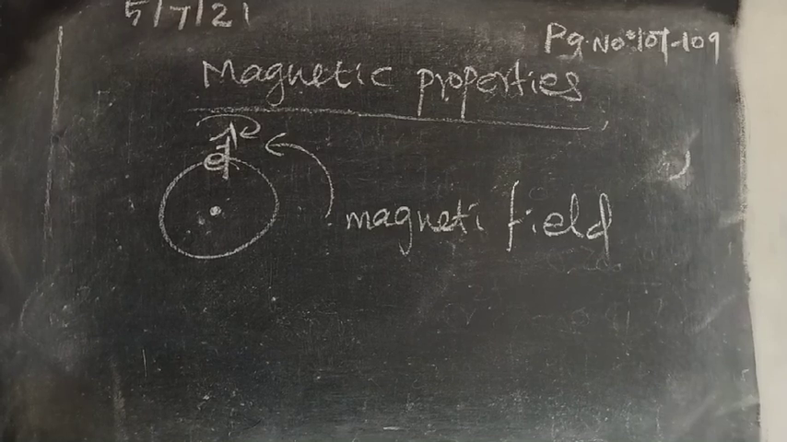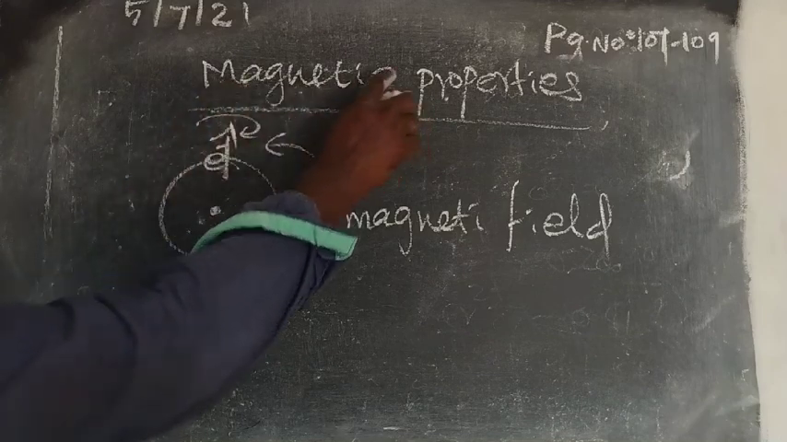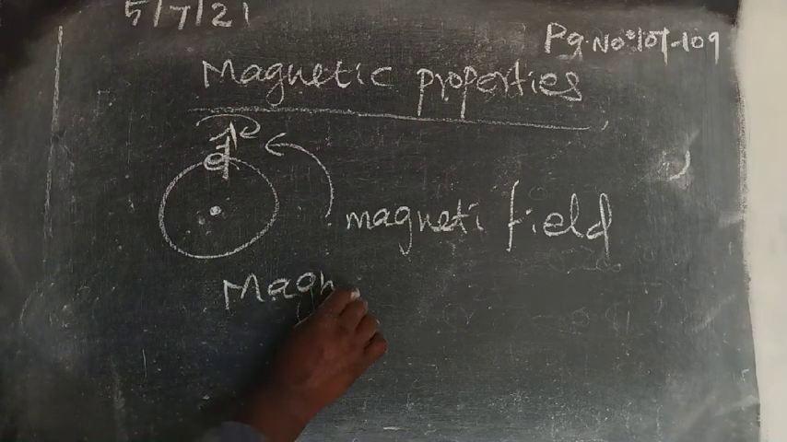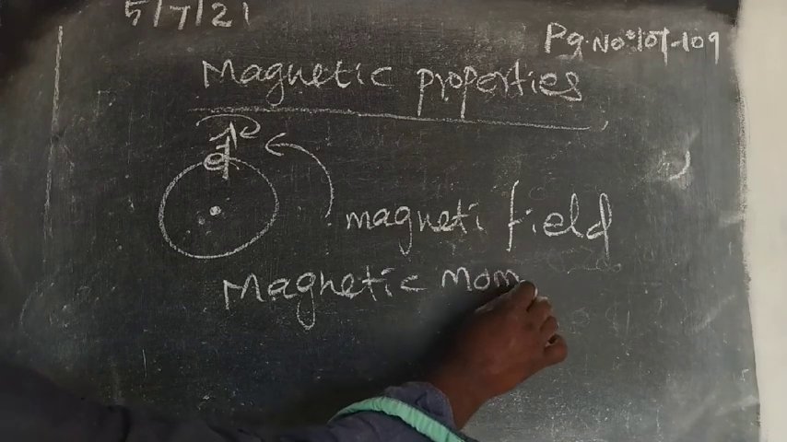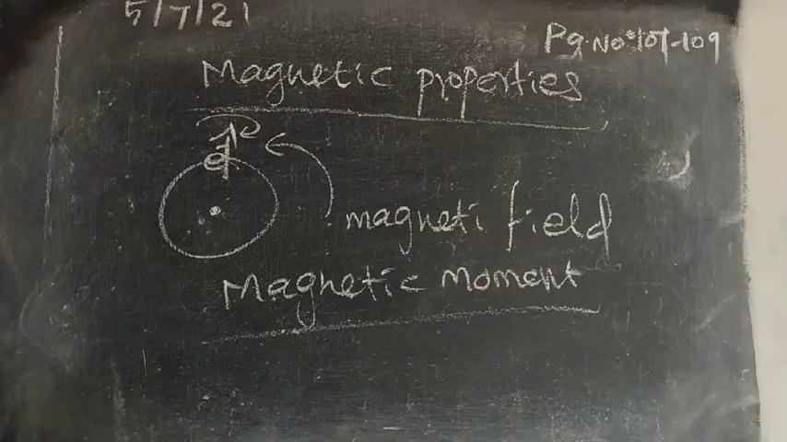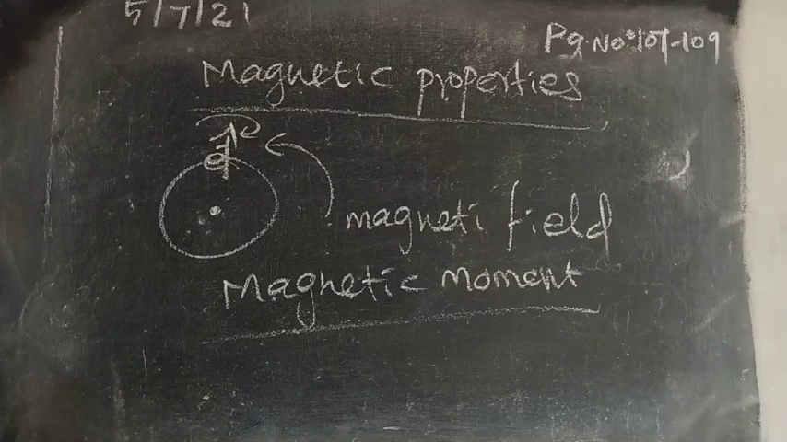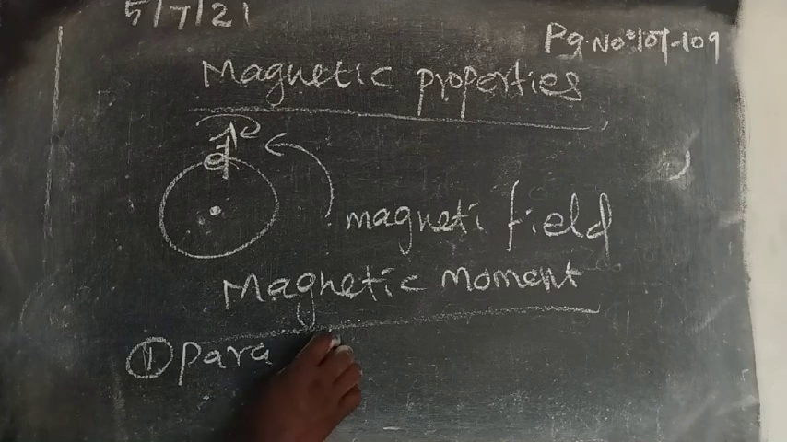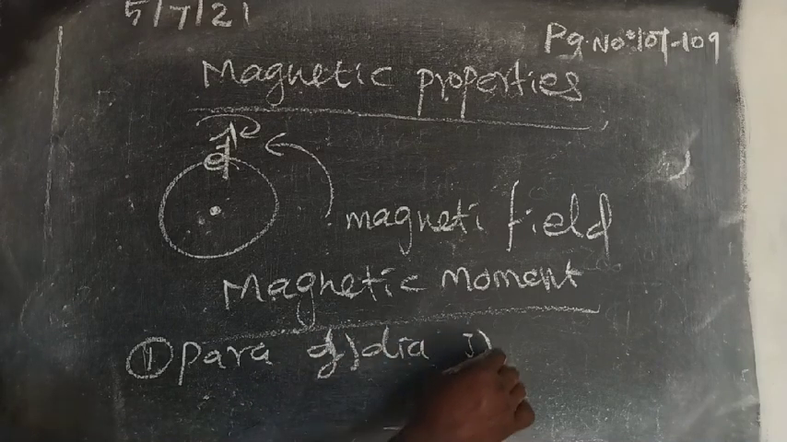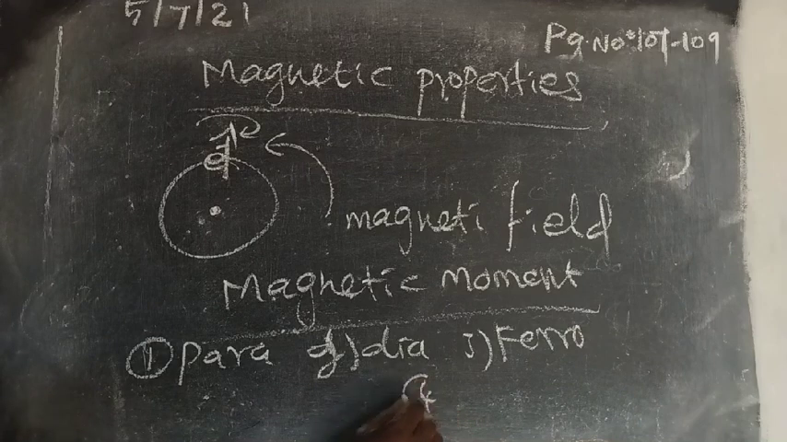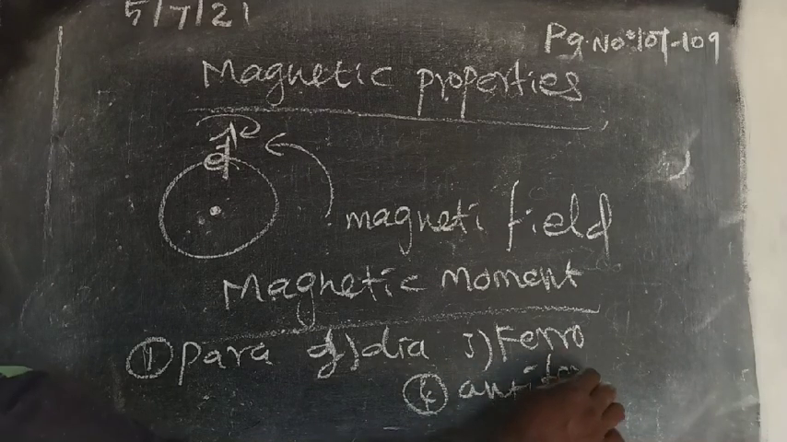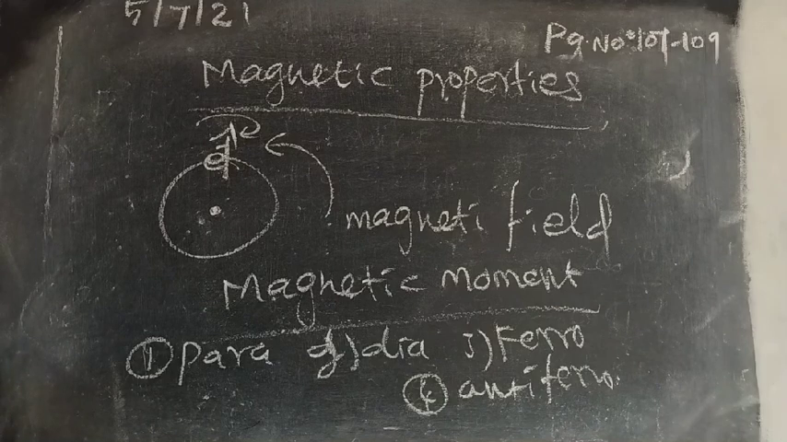That magnetic field is generated. It can be measured in the name of magnetic moment. How do you measure that magnetic field? Magnetic moment. Based on their magnetic properties, we have four types: one is paramagnetic, second is diamagnetic, third is ferromagnetic, and the last one is antiferromagnetic. There are four types of magnetic behavior we can see in the elements.